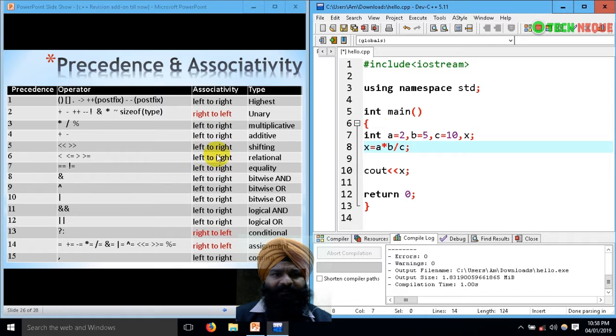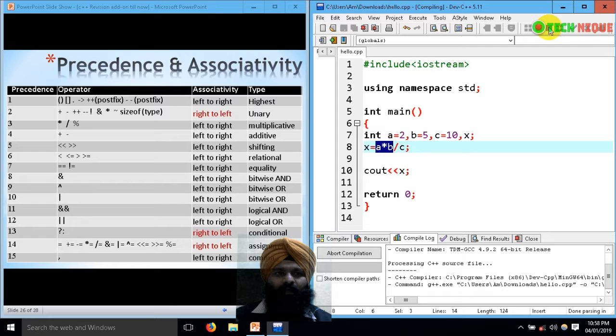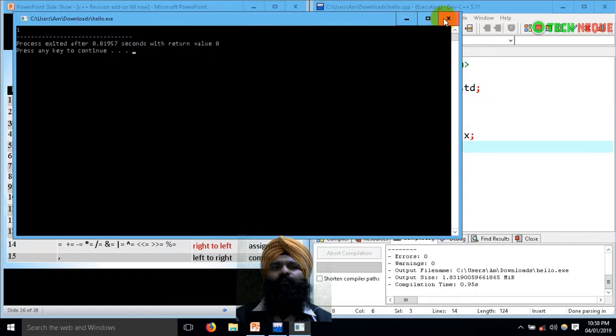If it is left to right like this, both are left to right. So in this case, I will start from the left hand side. So it's going to evaluate a into b first, then it's going to divide it by c. So now it's 5 into 2 is 10, 10 divided by 10, I will have a 1 over here.